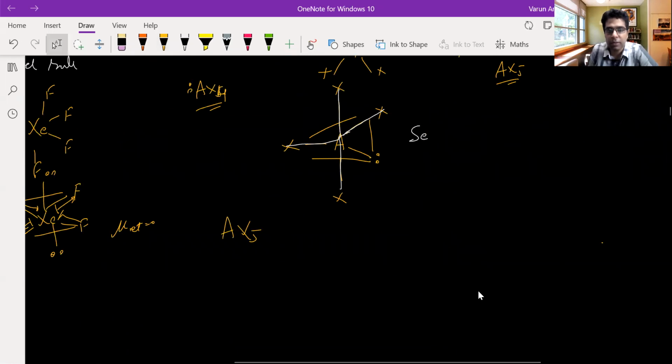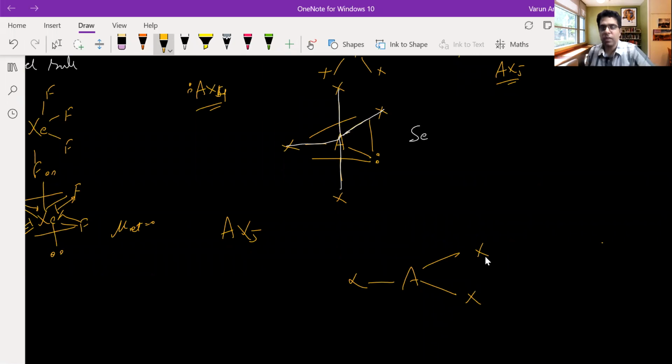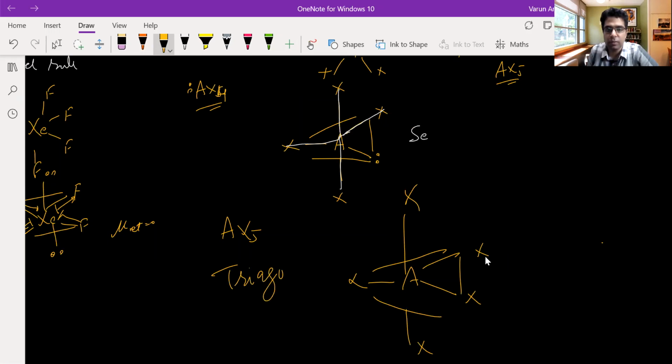AX5, draw an equilateral triangle. So three atoms at the corners of an equilateral triangle, then one atom at the top, one at the bottom. So this shape is known as trigonal bipyramidal, right?